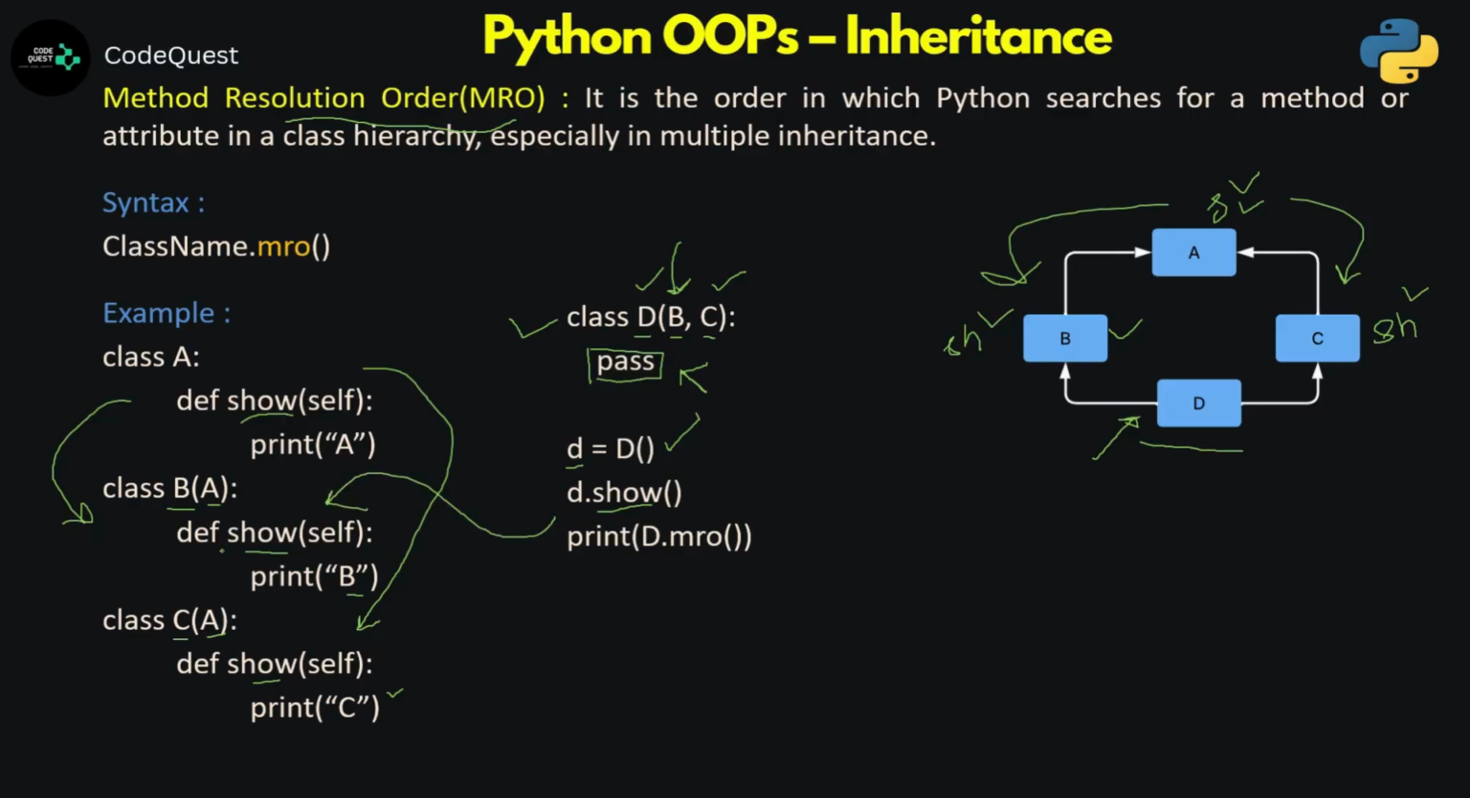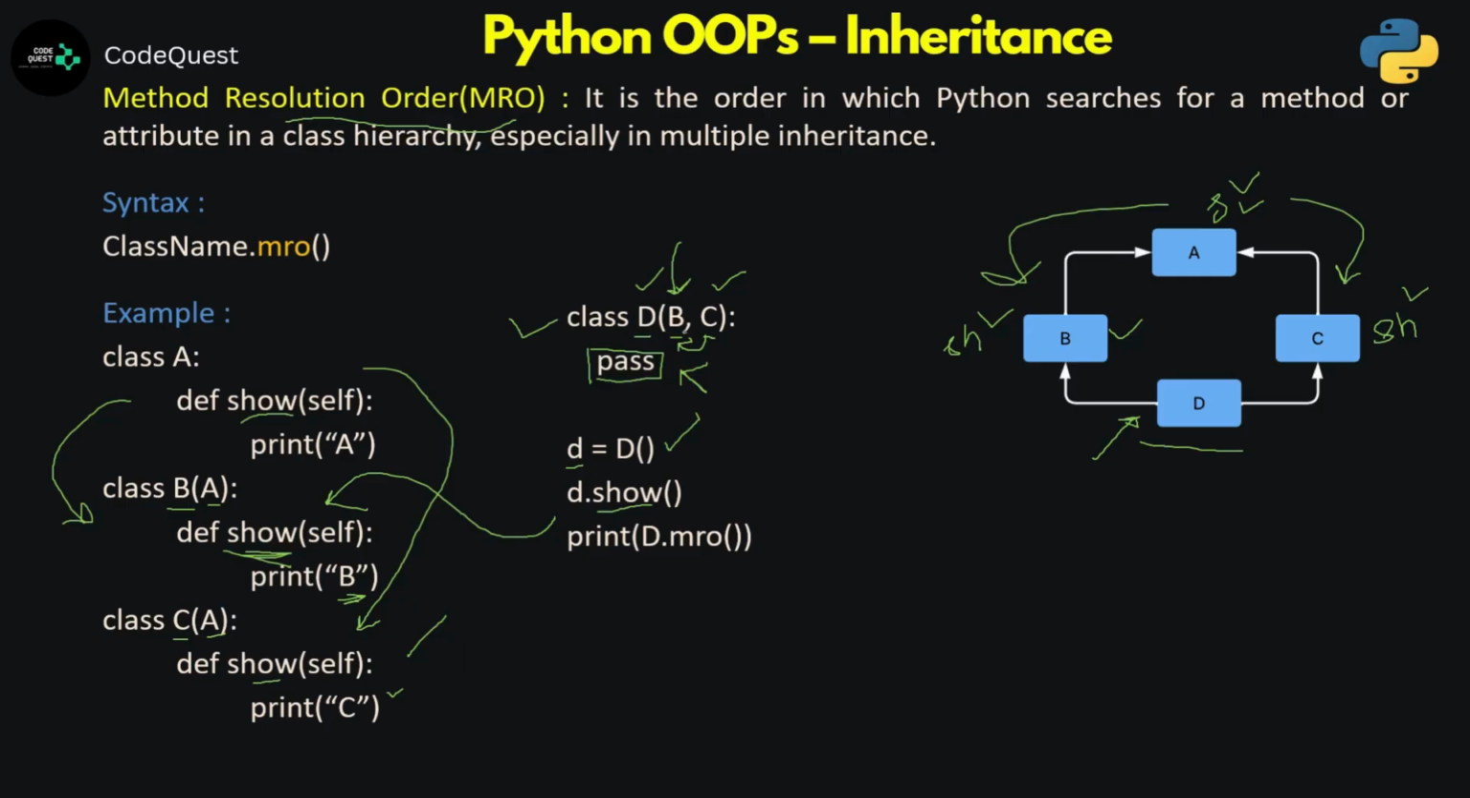So as a result, what will happen? This show method will execute. As a result, what I'll be getting is B. Now, in case I change this sequence, let's say I write C and then B. So now it will directly go to class C and there it will search for the show method.